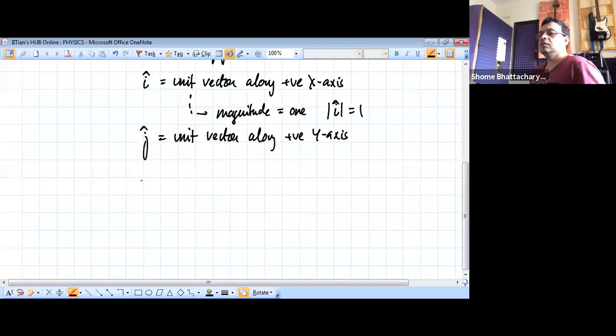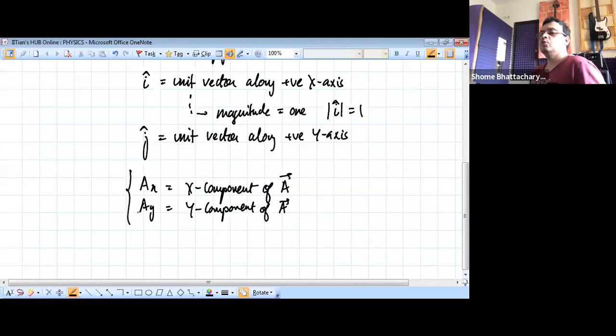And Ex and Ey are respectively called the x component of the vector E and the y component of the vector E, and they are both scalars. They are scalars which can be positive or negative. So this was the representation itself, which we saw in the last lecture.